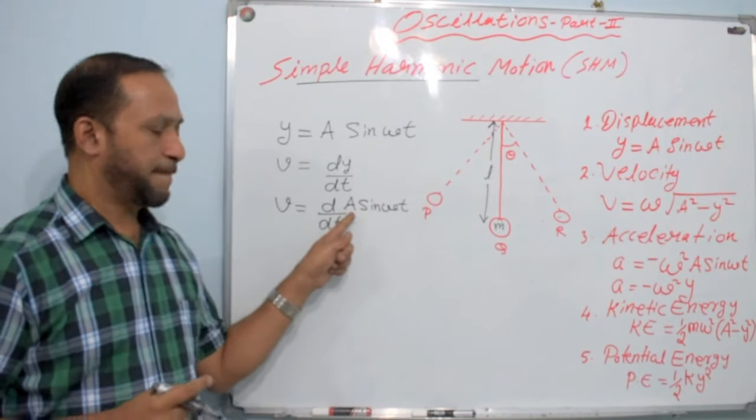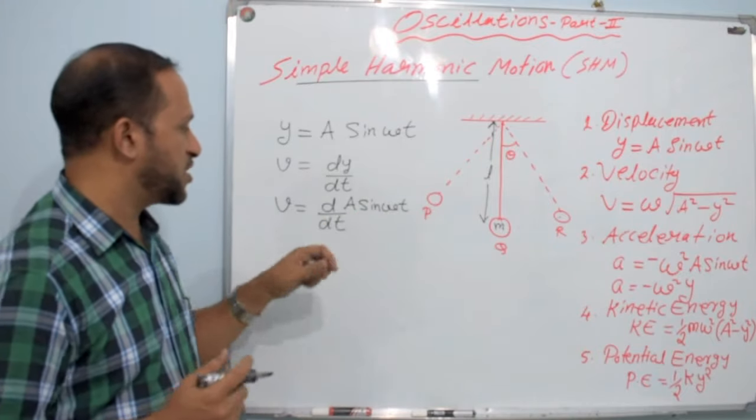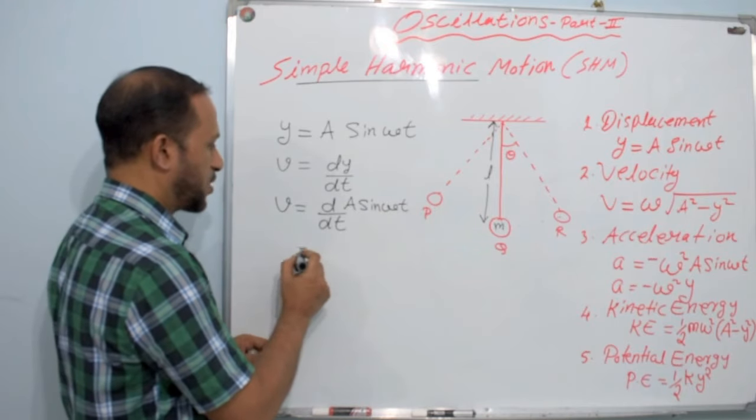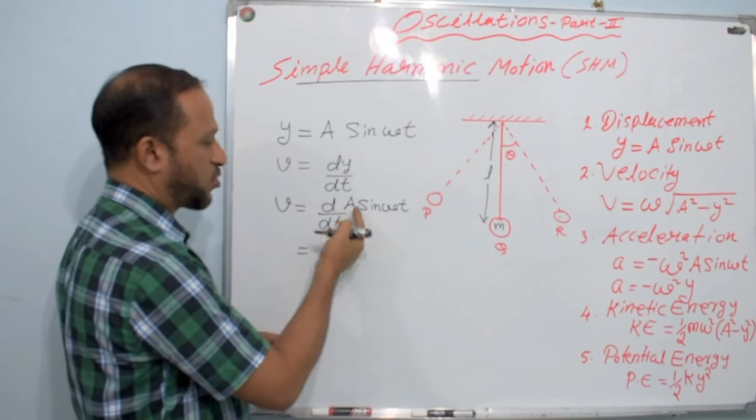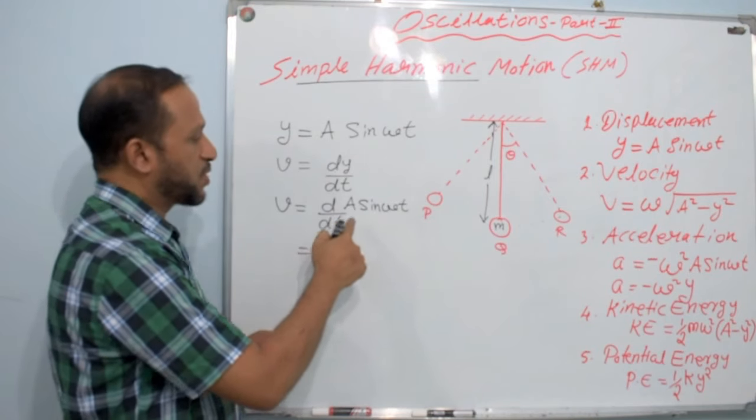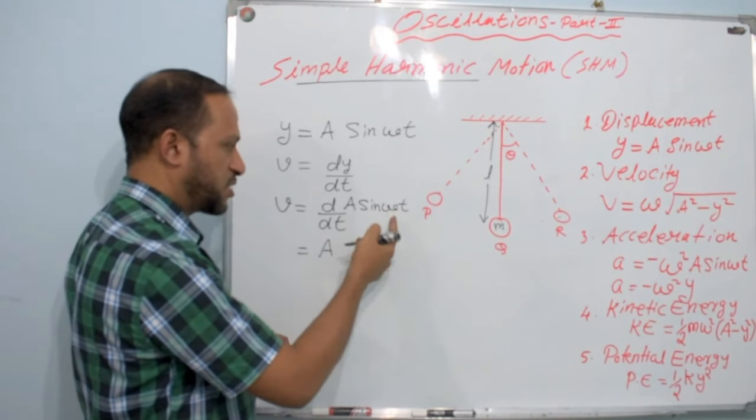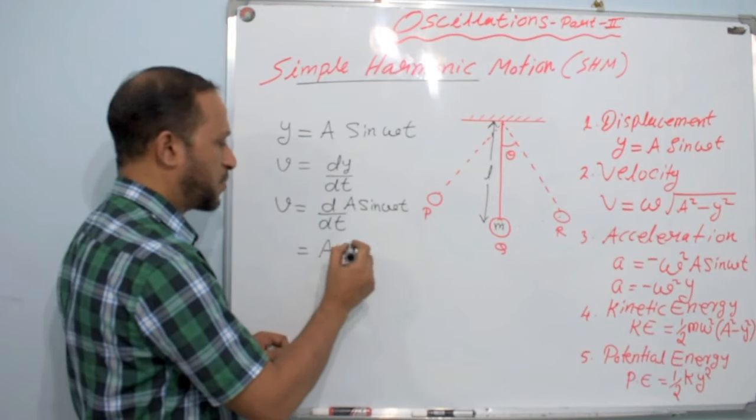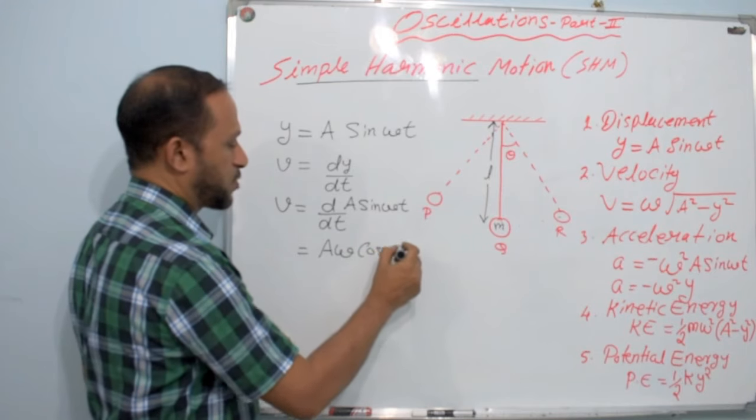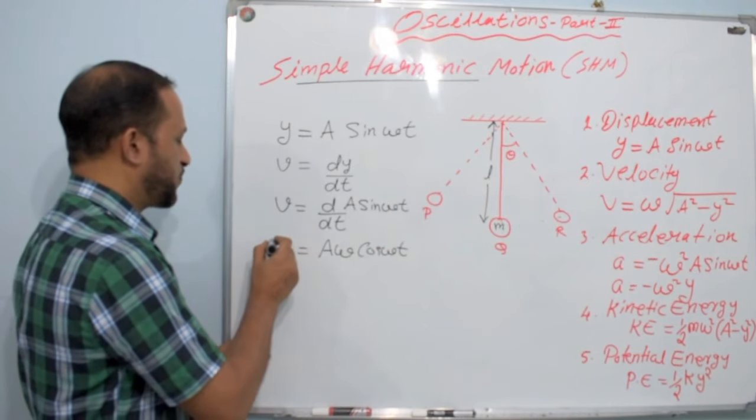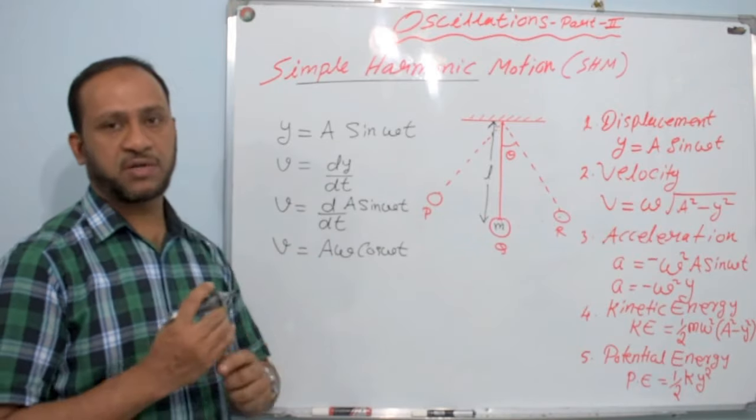In this equation, a is a constant, omega is also a constant. So when we differentiate this equation, a is a constant that can be taken outside the differential. So a into, when we differentiate sine omega t, omega is a constant again, that also should be taken outside. Then the differential of sine omega t is cos omega t. So we get the equation of velocity of an oscillator as a omega into cos omega t.